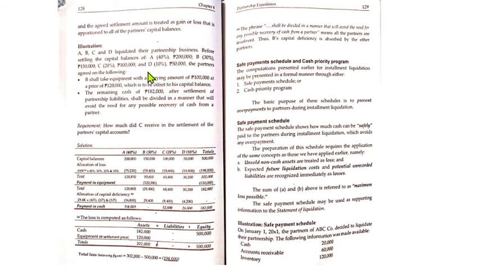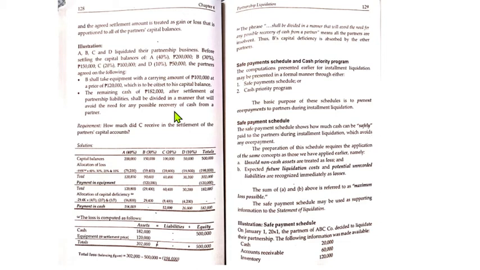The partners agreed on the following. B shall take equipment with carrying amount 100 at the price 120, which is to be offset to his capital balance. The remaining cash of 182 after settlement of the liability shall be divided in a manner that will avoid the need for any possible recovery of cash from a partner. What does this term imply? Yung will avoid the need of any possible recovery of cash from a partner.